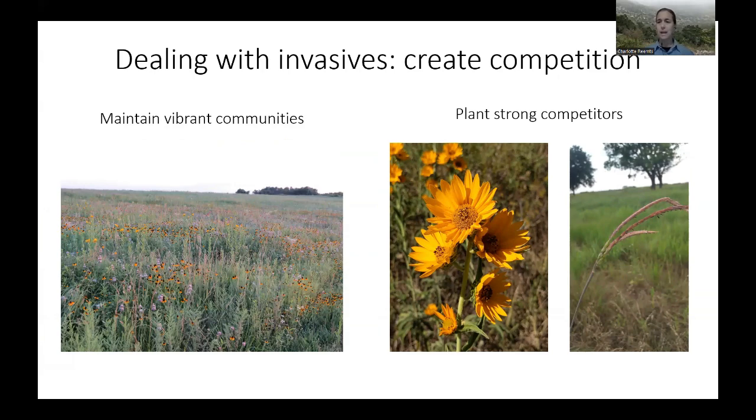So things like Maximilian sunflower, which again, in a garden setting gets sometimes a little bit rambunctious, but it has those really big chunky roots that make it really hard for other things to grow around it, or some of our goldenrods, or some of our big grasses. So that's a photo of eastern gamagrass, but things like big bluestem also compete really strongly.